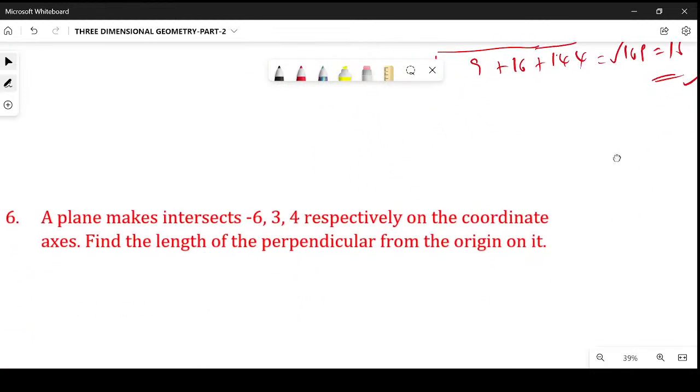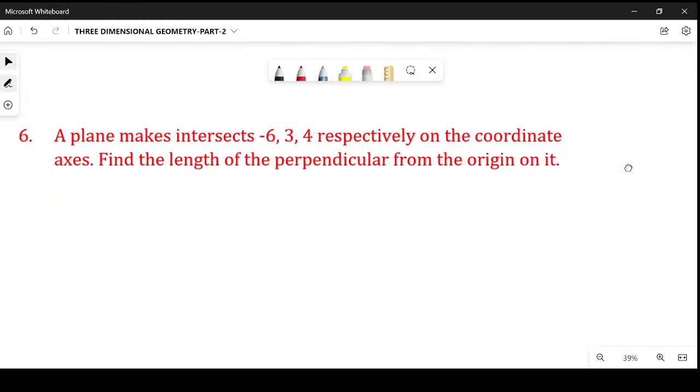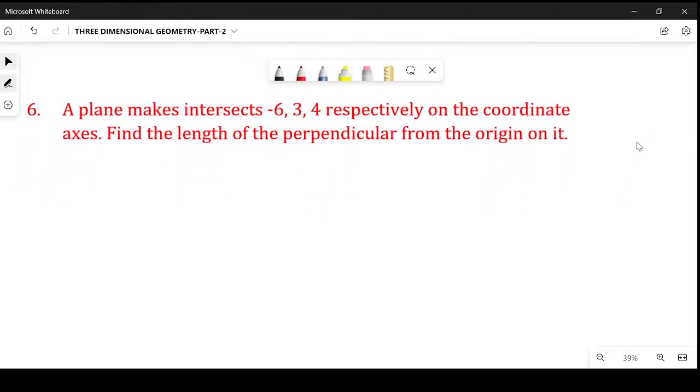Now the sixth one. A plane intersects minus 6, 3, 4 respectively on the coordinate axes. Find the length of the perpendicular from the origin on it. See, they are given minus 6, 3, 4 respectively on the coordinate axes. So what is the equation of the plane? Because easily we can write. They are given the x-intercept, y-intercept, so a is equal to minus 6, b is equal to 3 and c is equal to 4. And we know the intercepts.